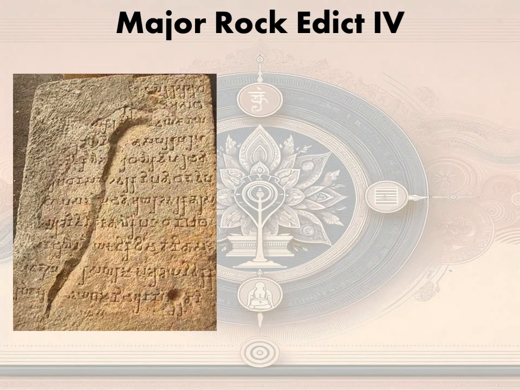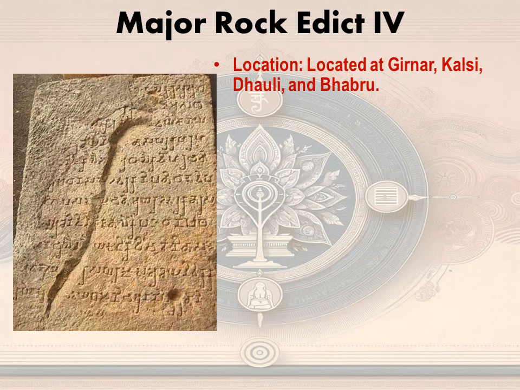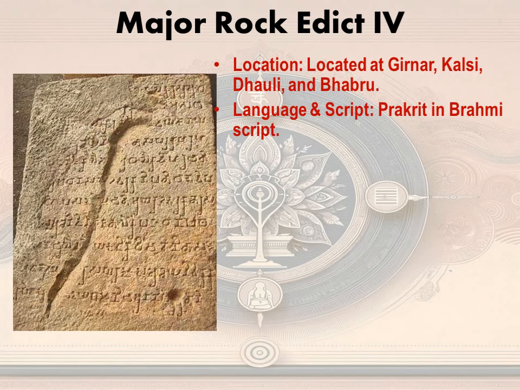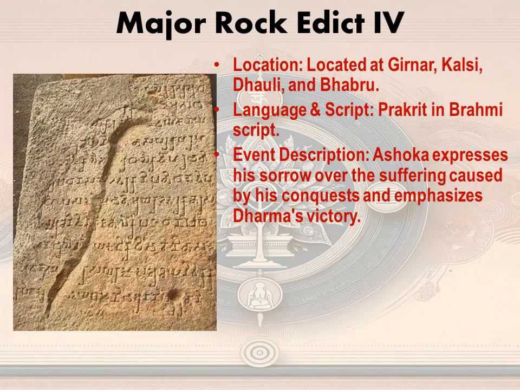Now, in Rock Edict number 4, it is located in Girnar, Kalsi, Dhauli, and Bhabru. So, again, Rock Edict number 4 is located or has been written in four different places across the Indian subcontinent. Once again, the language is Prakrit and the script is Brahmi. Ashok expresses his sorrow over the suffering caused by his conquest and emphasizes Dharma's victory.